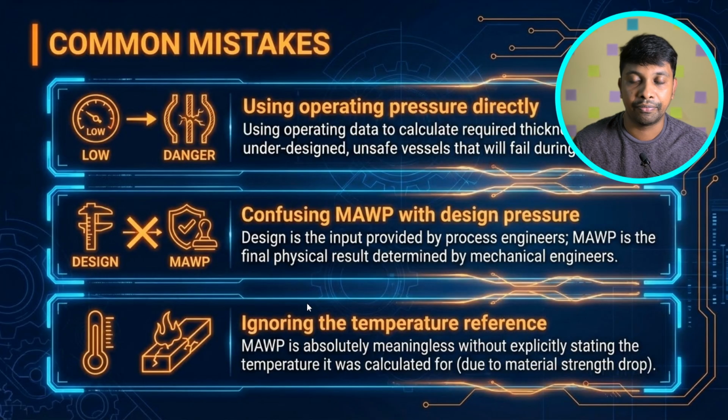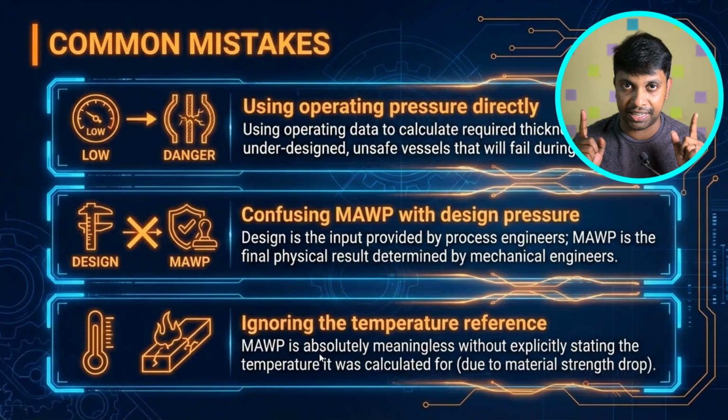And finally, we ignore the design temperature. Normally what we do is take a design pressure, and think, okay, I know that SA516 Grade 70 material allowable stress is just 138, so we can directly use that in the calculation. No, you have to avoid that. What you have to do is check the design temperature and check the allowable stress for that particular design temperature. These are the common mistakes we need to avoid.